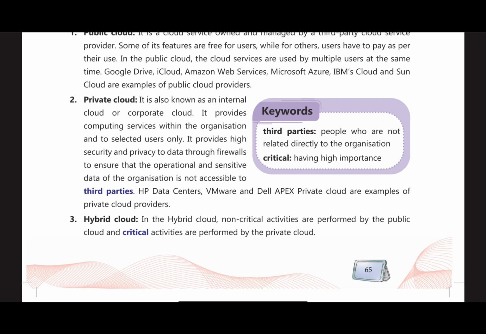Why can no one access it? Because an MNC company's data is sensitive data, correct. So that's why it provides them a firewall which protects their sensitive data, the sensitive data of the organization, from being accessed by third parties. Third parties means those who are not related to that organization, correct, means we can say hackers, thieves, or opponent companies, like that.